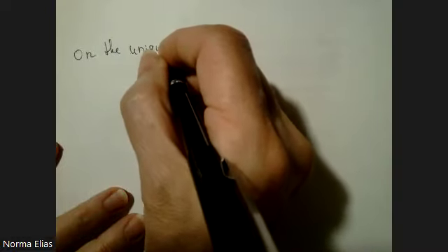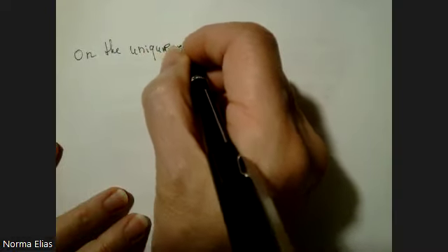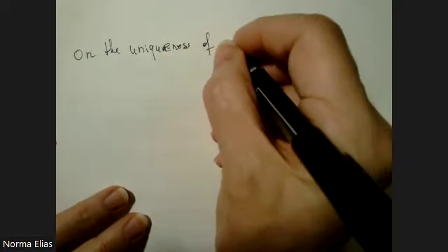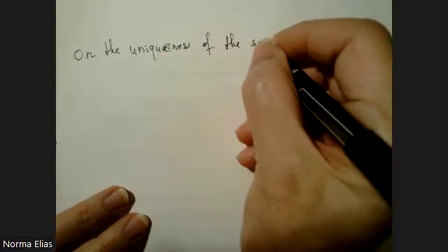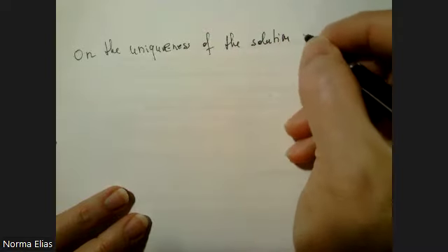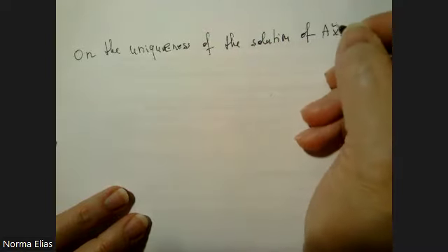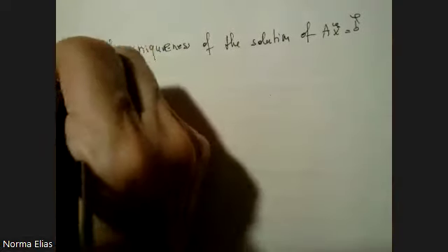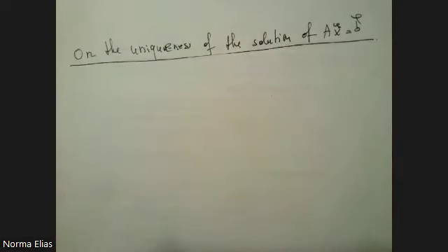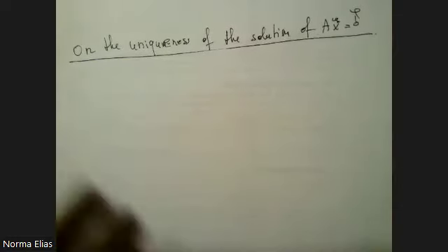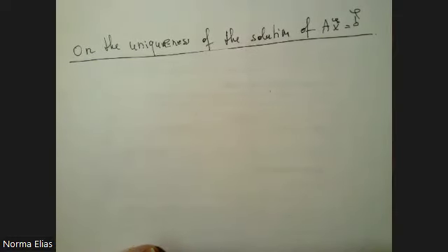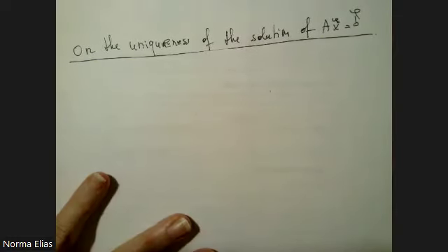So let us establish a few facts on when we can say that the solution is unique. So on the uniqueness of the solution of Ax equal to b. Okay. So when is a solution unique? Can anybody think about the answer? When can we guarantee that the solution is unique?